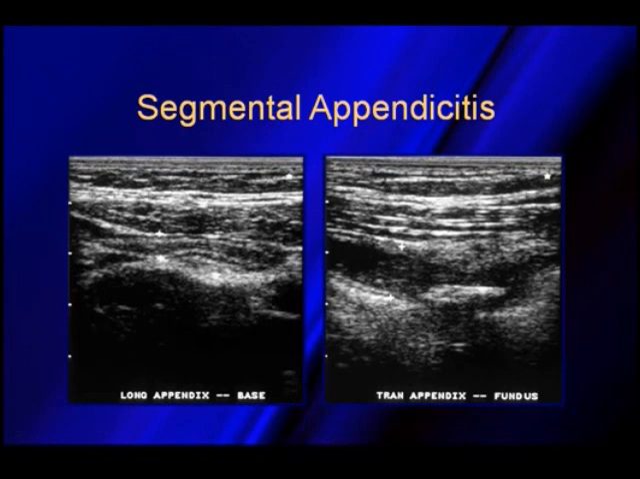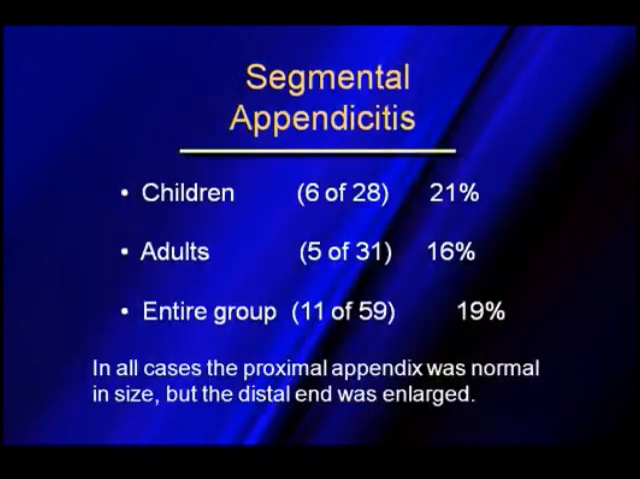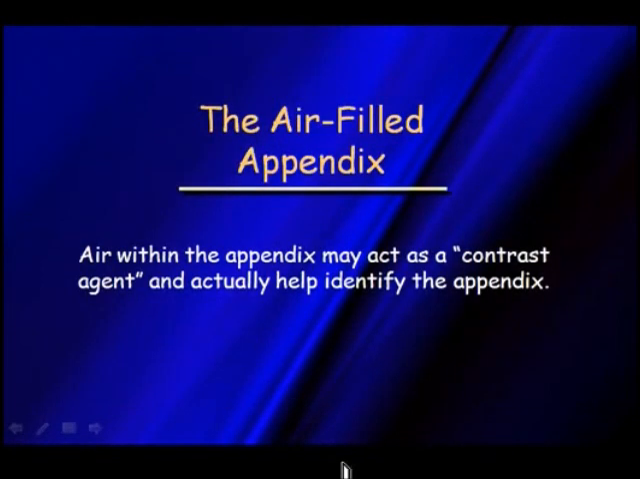What we're more interested in is measuring the AP diameter when we're looking at cases of appendicitis. We did a study in our department looking at segmental appendicitis, and in children, we found it approximately 21% of the time, in adults about 16% of the time, overall approximately 19% of the time. So you can see that it is something that you want to make sure you scan all the way to the end, the distal end, to make sure that you don't have a case of segmental appendicitis.